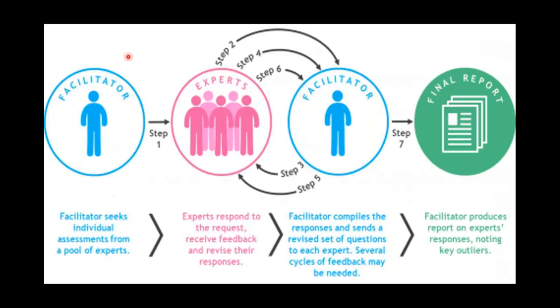This paragraph shows that first you choose the facilitator, then identify your experts. The facilitator seeks individual assessment from a pool of experts. So you choose the experts. The second is to identify your experts. Experts respond to the request, receive feedback and revise their response. And step three is to define the problem. Step four is round one questions about the problem, step five is round two questions, and step six is round three questions. And the last step is to act on your findings.